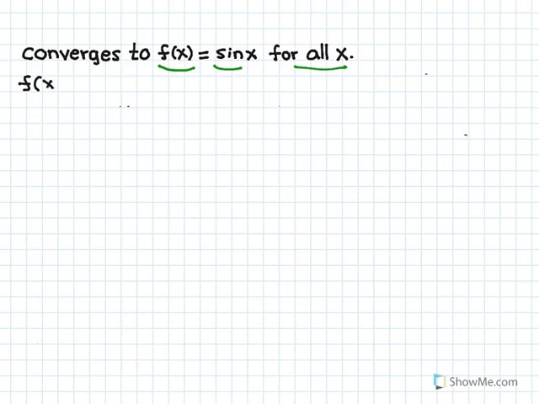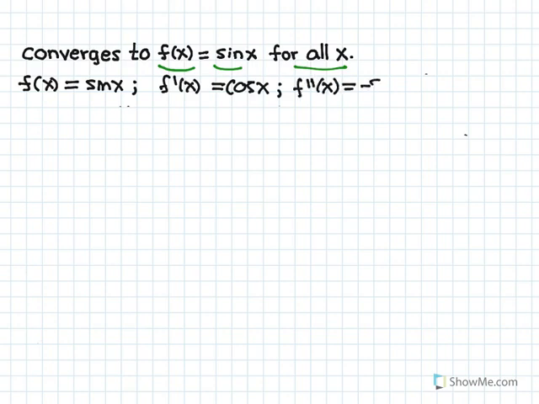f of x is equal to sine x. F prime of x is equal to cosine x. F double prime of x is equal to negative sine x. And f triple prime of x is equal to minus cosine x. The fourth derivative, f4 of x, is going to be sine x.